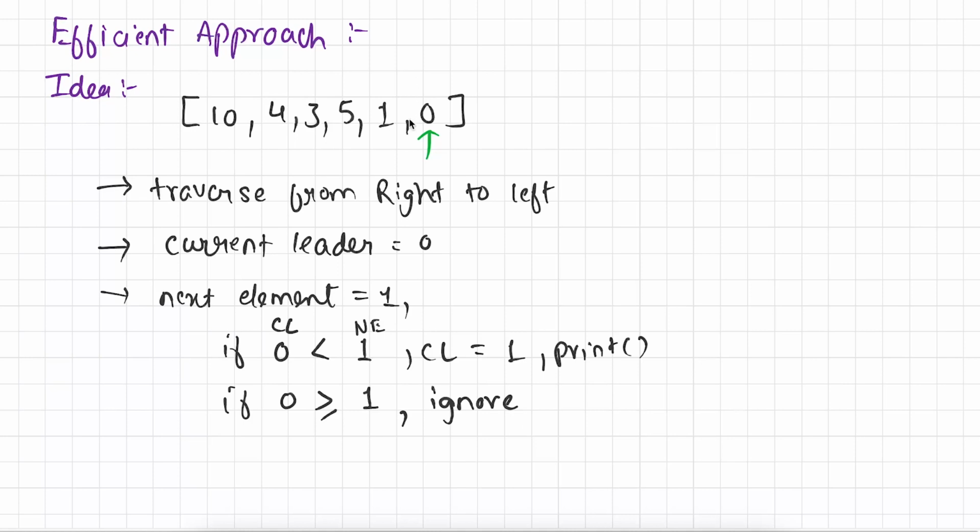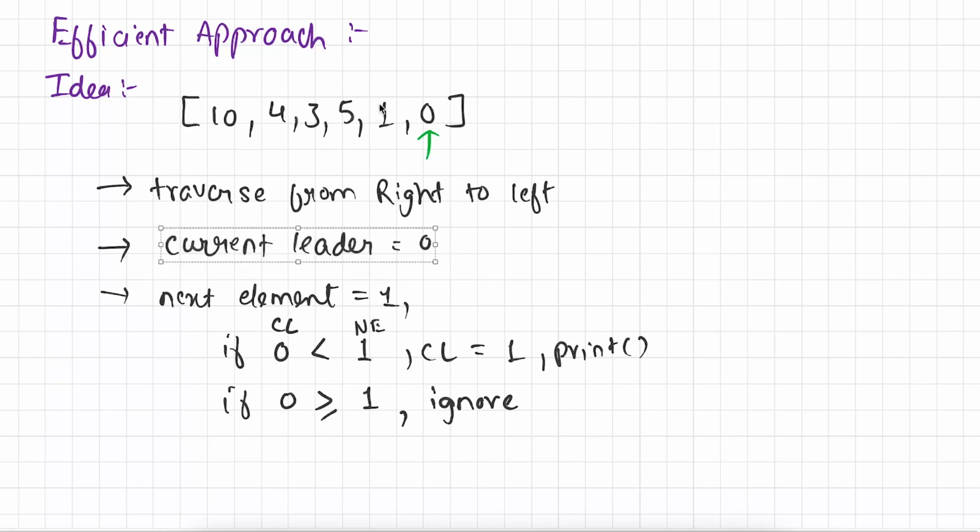Now we are going to traverse the array from right to left. Instead of 0 to n minus 1, we are going to traverse n minus 2 to 0, because this element is n minus 1, this element is n minus 2. We have already considered that n minus 1 is a leader, so we do not have to traverse this number again. We are going to traverse from here, and we know that the current leader is 0, right?